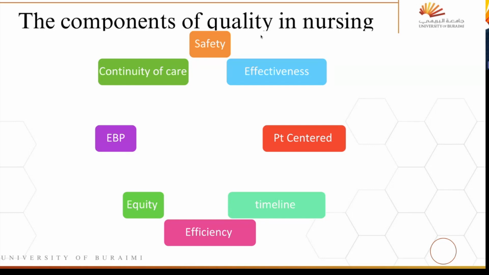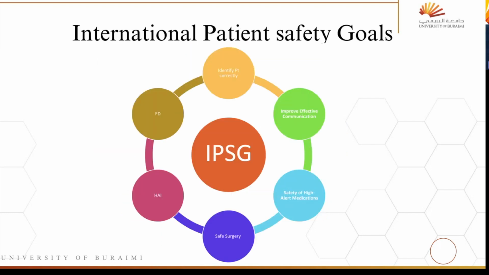The care that we provide should be safe. At the same time, we'll be assuring effectiveness, and apart from effectiveness, that the needs of the patient are satisfied, and the patient will be at the center of care. The patient's needs are satisfied in a timely, efficient way, and there are no differences between the patient and the others. Evidence-based practice with updated examples, and at the end, continuity of care that satisfies the patient needs. The second part of the components of the quality was the international patient safety goals.